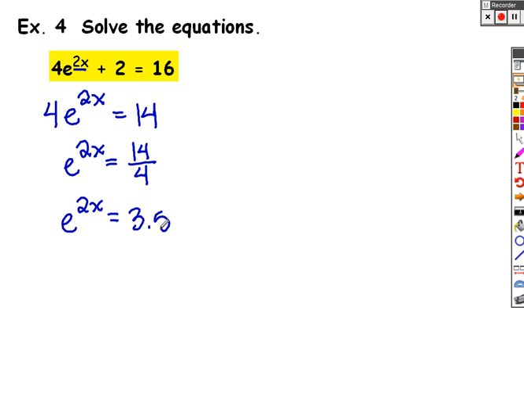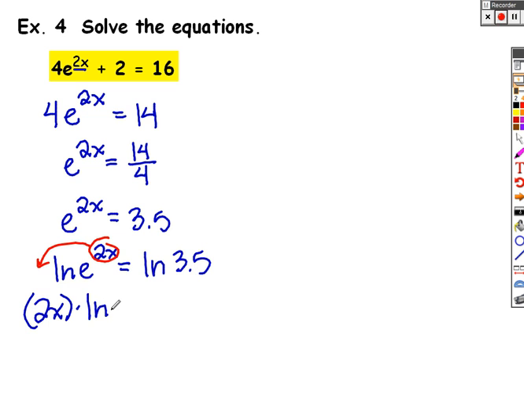So e to the 2x should equal 3.5. Now at this point, if I want to free up x from the exponent, I could take the log of each side, or I could take the natural log of each side. It doesn't really matter. I'm actually going to take the natural log of each side. So I see x is in the exponent. Free that up by taking the natural log of each side. Then that allows me to bring the exponent out front. That's the whole reason I'd be taking the log or natural log of each side. So now I have that 2x out front times the ln of e equals the ln of 3.5.